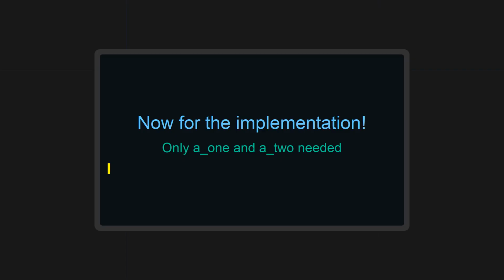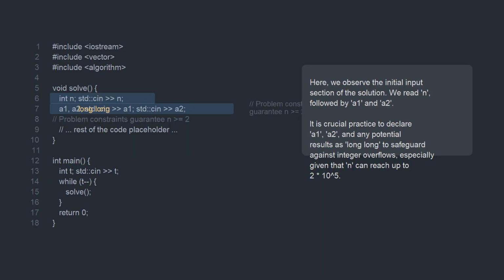Now for the implementation, this beautiful observation means we do not need to read the entire array into memory. We only care about a1 and a2. Here is a simple C++ implementation. We start by including iostream for input-output and algorithm for std::min. We read n, then a1 and a2. It is good practice to use long for a1, a2, and the result to prevent potential overflows, especially since n can be up to 2 times 10 to the power of 5.